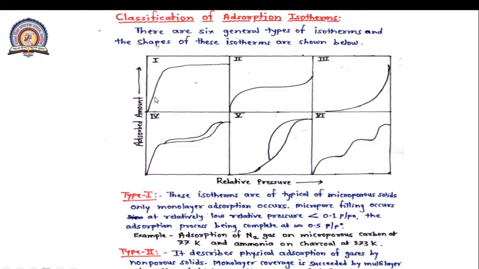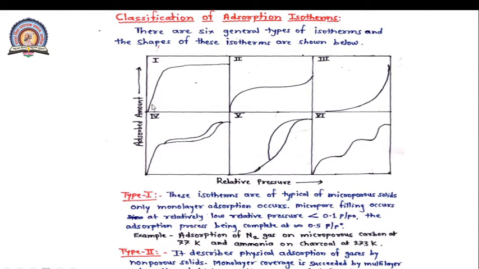The shape of the curve is like this, which means these isotherms are of typical microporous solids. Only monolayer adsorption occurs. Micropore filling occurs at a relatively low pressure.